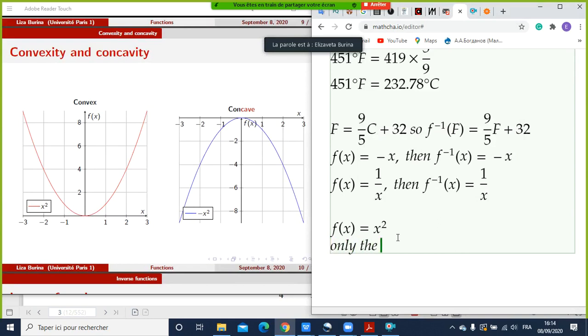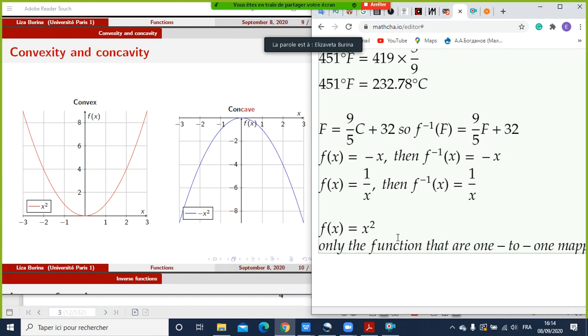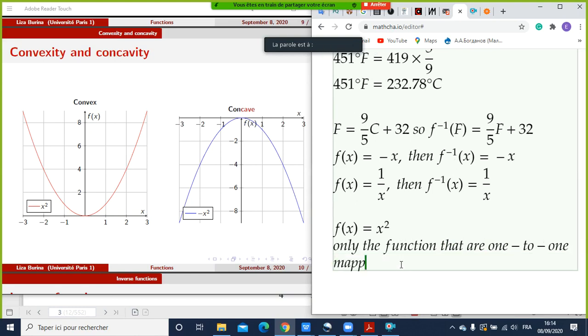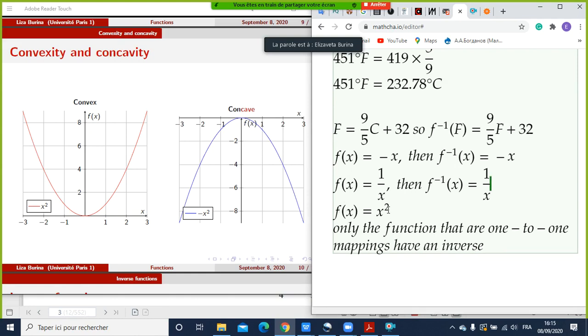Okay, so only the functions that are one-to-one mappings have an inverse. Great, so now we remember that. If I give you something that is not one-to-one, you will tell me this function does not have an inverse. Cool.